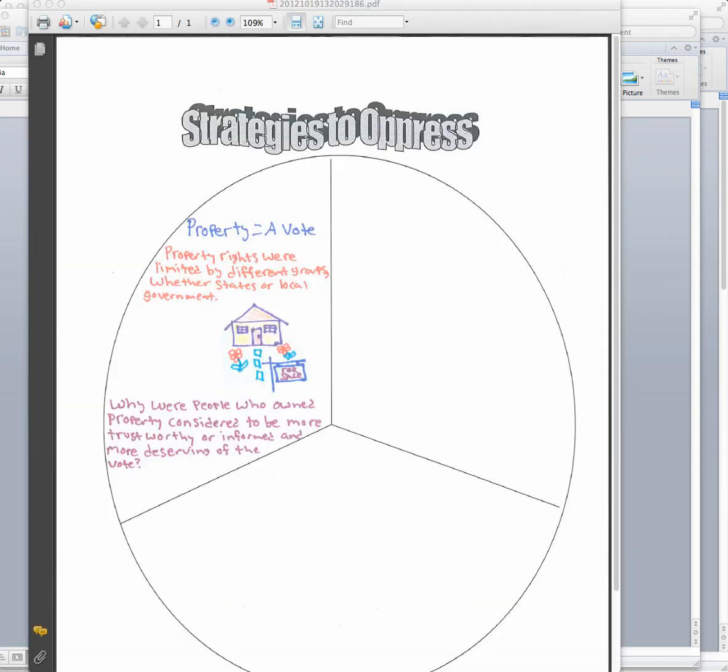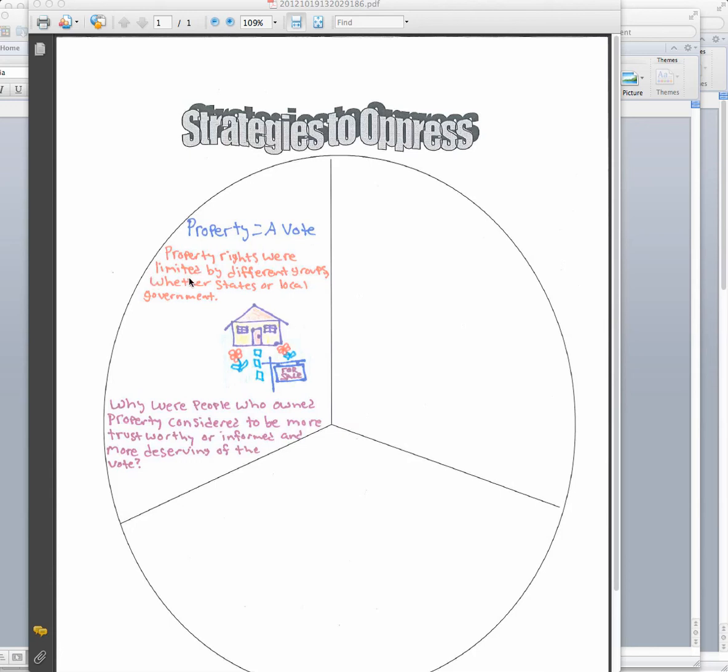Once they have filled out their sheets, the students will then take that information to create a graphic organizer. Up top here, they'll have a main title to the project, and this is broken down into 3 different quadrants for the patterns that they saw. As you can see right here, I have my subtitle from my previous one, which was Property Equals a Vote. And I just give a brief description of the pattern that I saw.